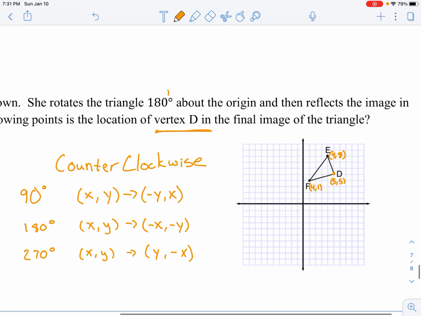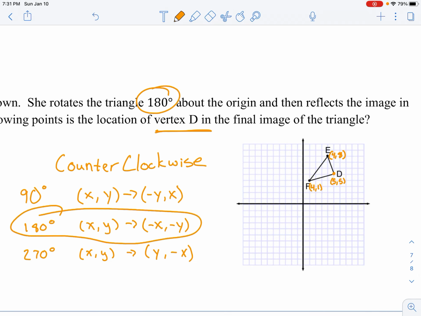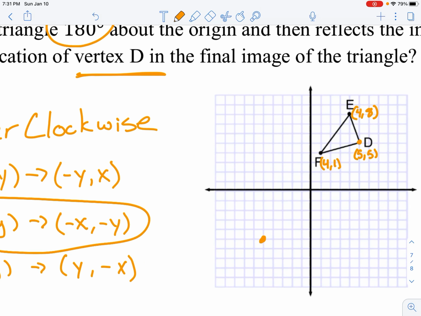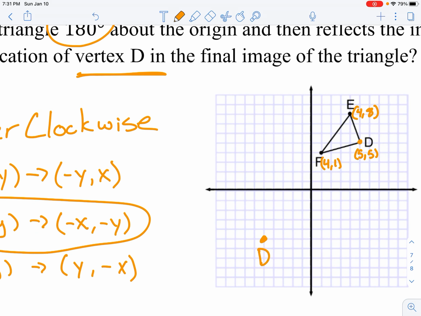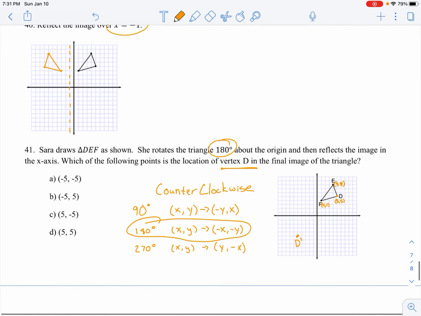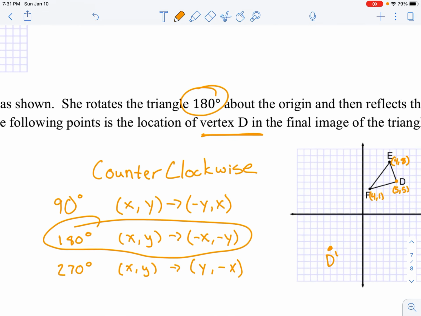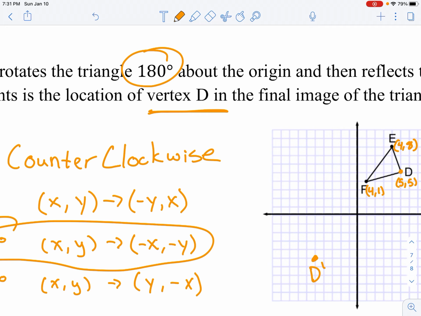So if I'm rotating that one point 180 degrees, we're going to use this rule: -x, -y. So take that 5, 5 and make it a -5, -5. Looks like it's right there. And I'm going to call that D prime because that's the second generation of it. Then it says it wants us to reflect it across the x-axis. So 1, 2, 3, 4, 5 away from the x-axis. So if I go 5 away the other side, 1, 2, 3, 4, 5, it's going to end up right there. This is my D double prime, my second generation.